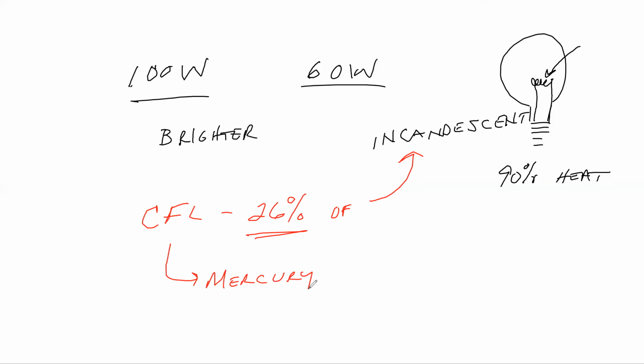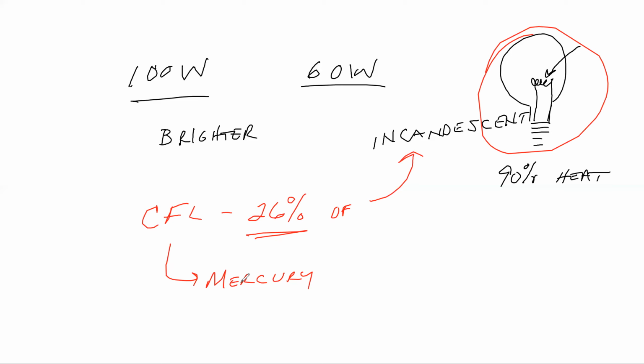But here's the deal with mercury: those coal plants that produce the power to light up this incandescent bulb give off more mercury per incandescent bulb than this CFL gives off in mercury. So CFL is still better.